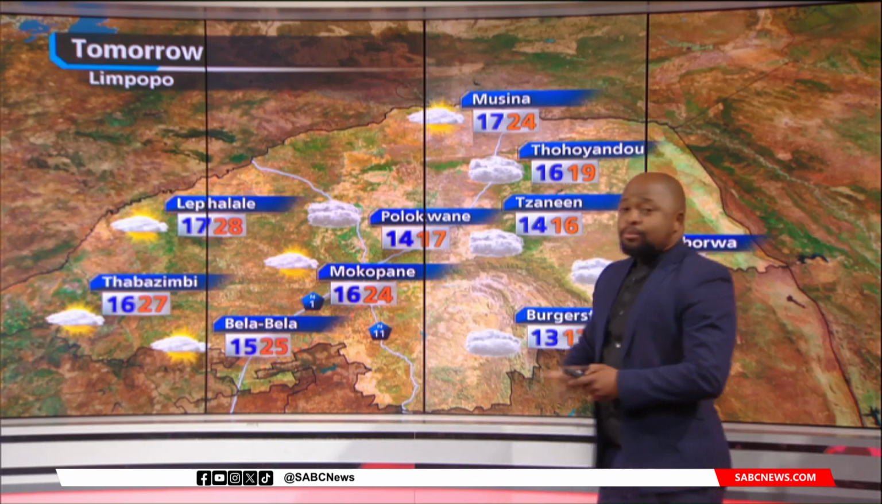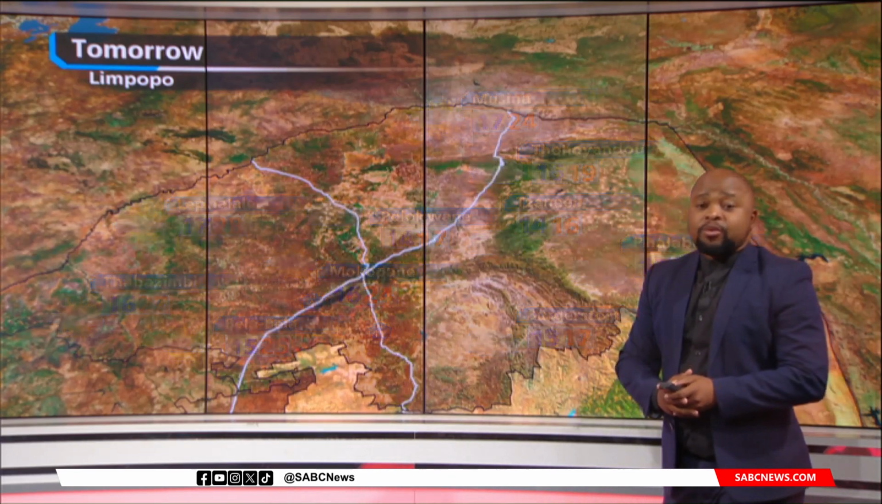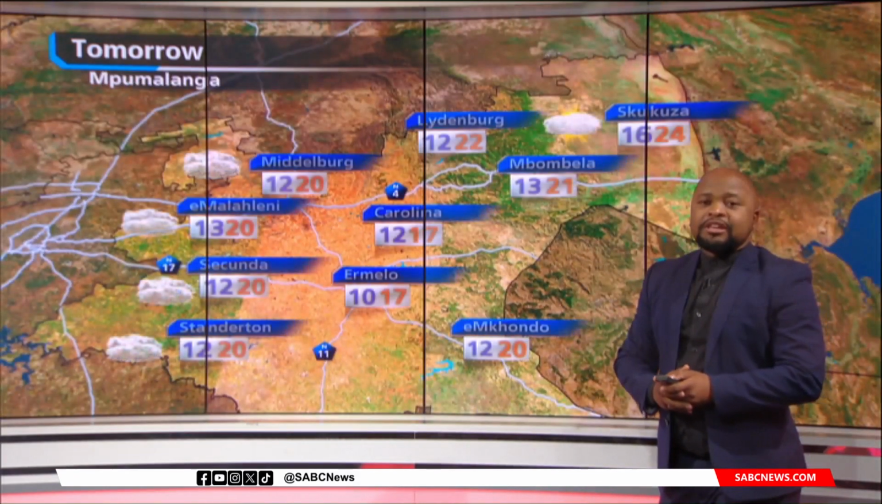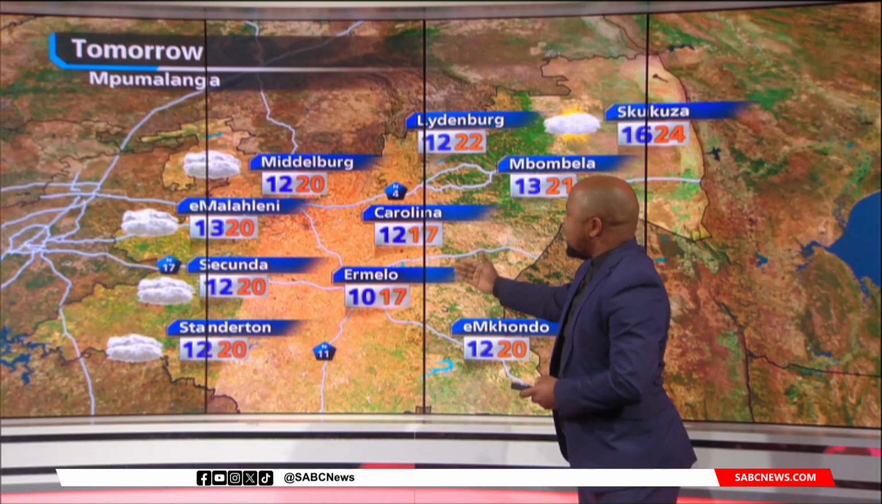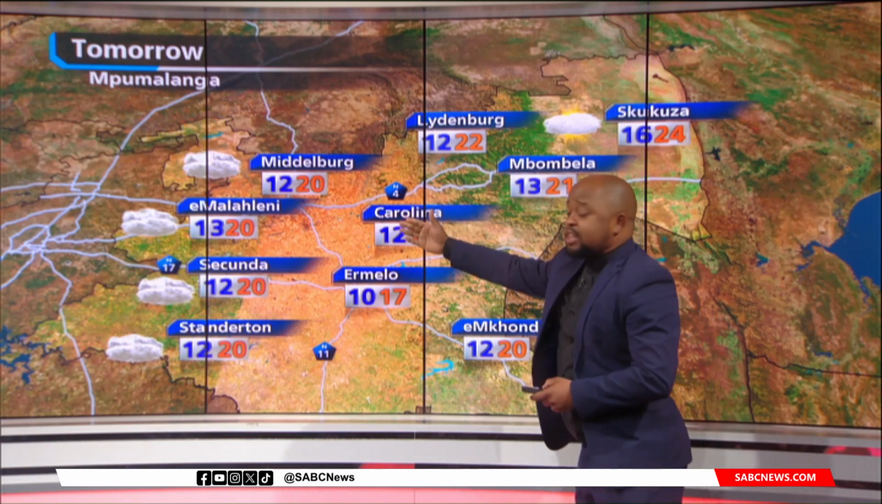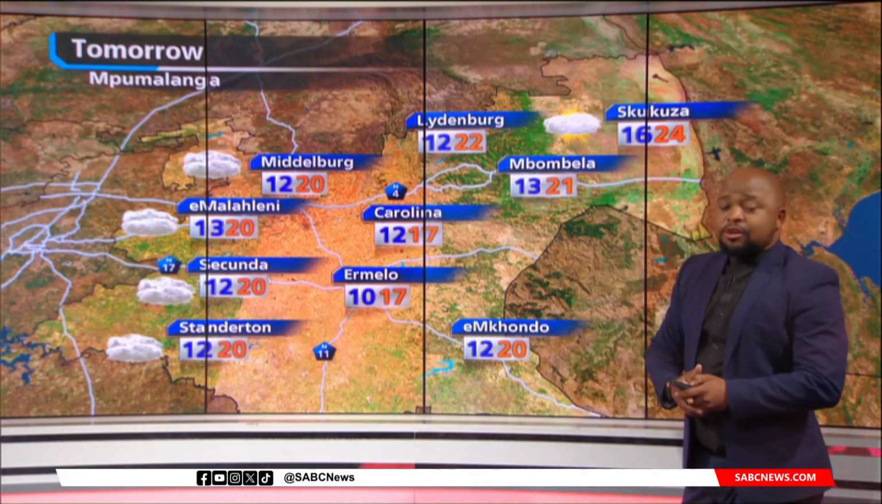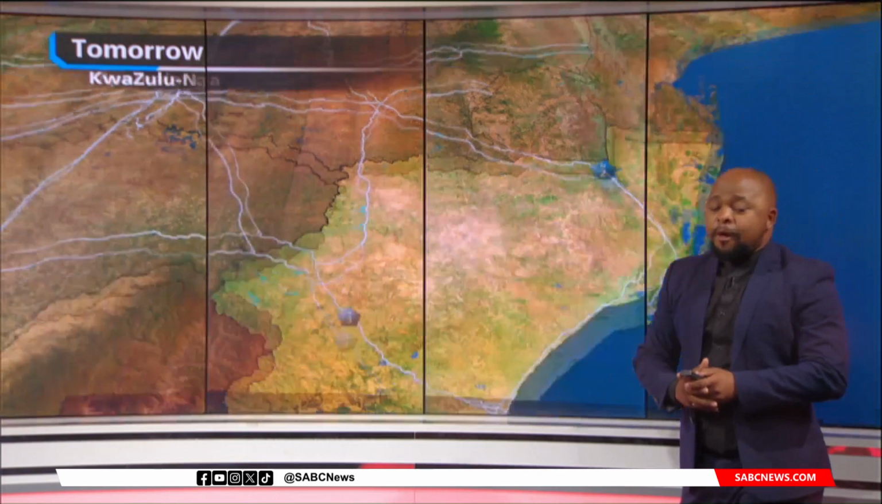Temperatures are very mild though in Polokwane at 17, but pleasant over the western Bushveld with an average of 28 degrees expected over Lephalale. In Mpumalanga, it is also very mild between Carolina and Emalahleni. Otherwise, partly cloudy skies in the Highveld. Temperatures are pleasant though in the Lowveld. In Skukuza, we're expecting a maximum of 24 degrees.